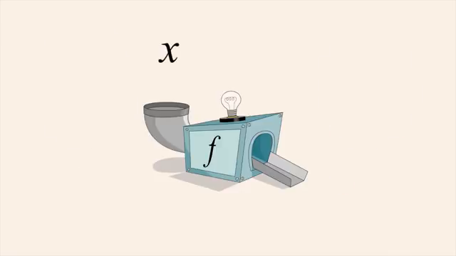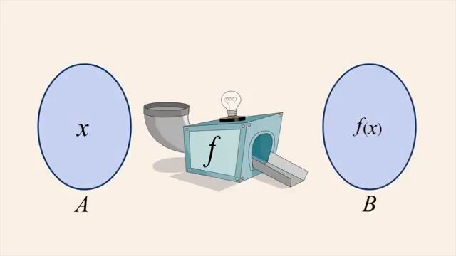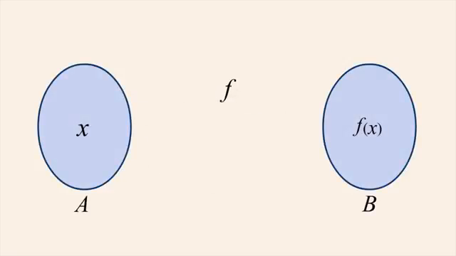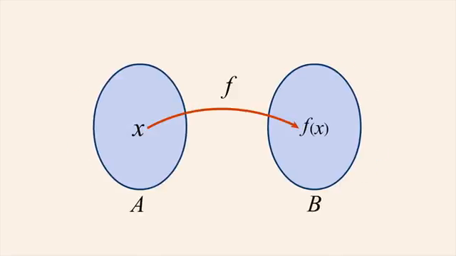If we let x represent any input element, then the output element which function f produces from x is written as f followed by an x in parentheses. We call this f of x. So a function relates elements x from set A to elements f of x of set B. We say that the function maps elements of A to elements of B. This is sometimes indicated by writing f: A → B, indicating a mapping from set A to set B.